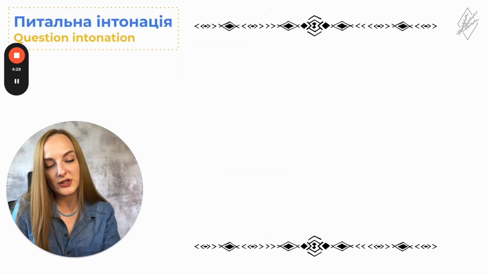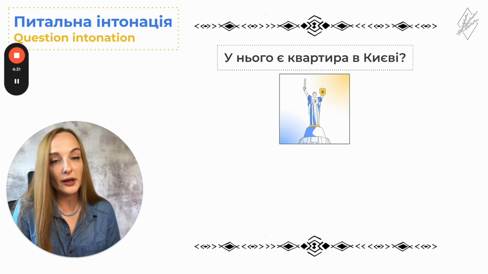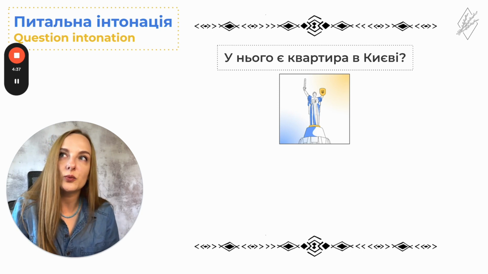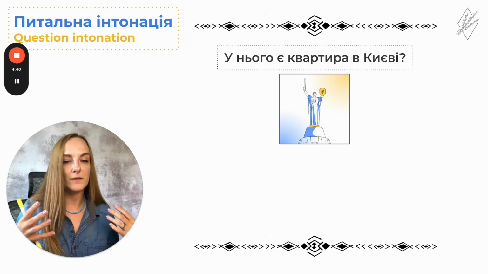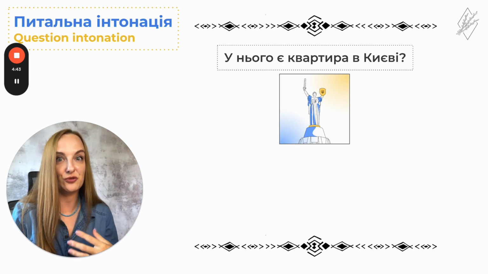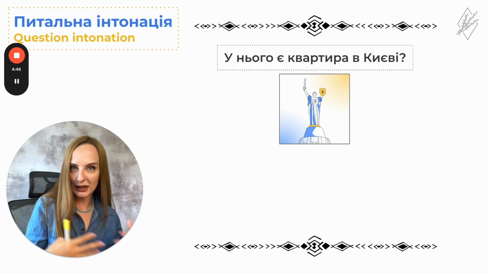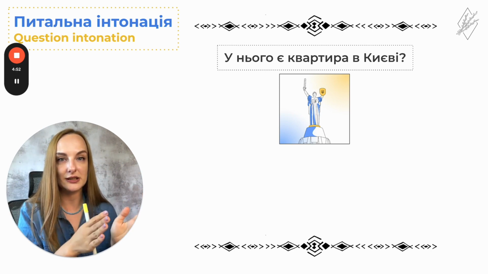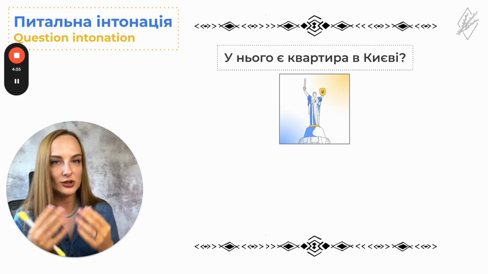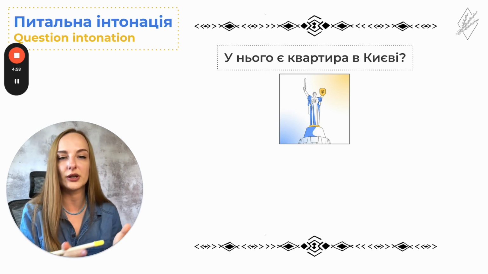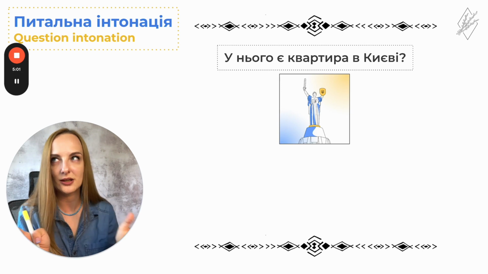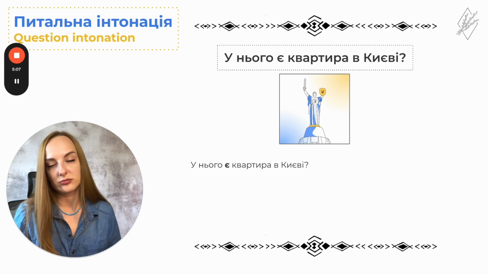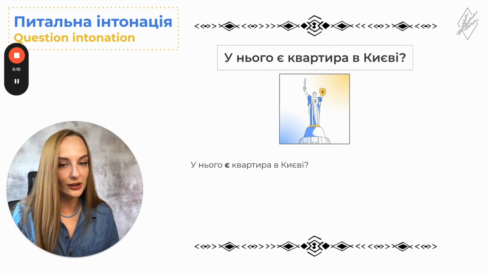But sometimes we have such situations when we have a question without question word, right? And basically when we ask it, we may ask it differently with different intonation and to mean different things. What do I mean? If to take a look at this sentence as a statement, not as a question, we would read it like у нього є квартира у Києві. Okay, he has apartment in Kyiv. How we may ask questions here? We may ask, у нього є квартира у Києві?